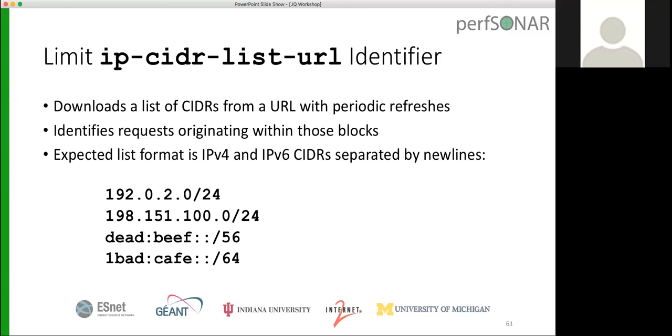So what this identifier does is it periodically downloads a list of CIDRs from a URL. It refreshes it periodically, and it identifies incoming requests that originate within those blocks. The format that it expects is just a simple list of IPv4 and IPv6 CIDRs separated by new lines. So you can see down at the bottom here, we've got a couple of v4s and a couple of v6s. Nothing fancy to it. It's not JSON or anything else. It's just CIDR, new line, and so on.